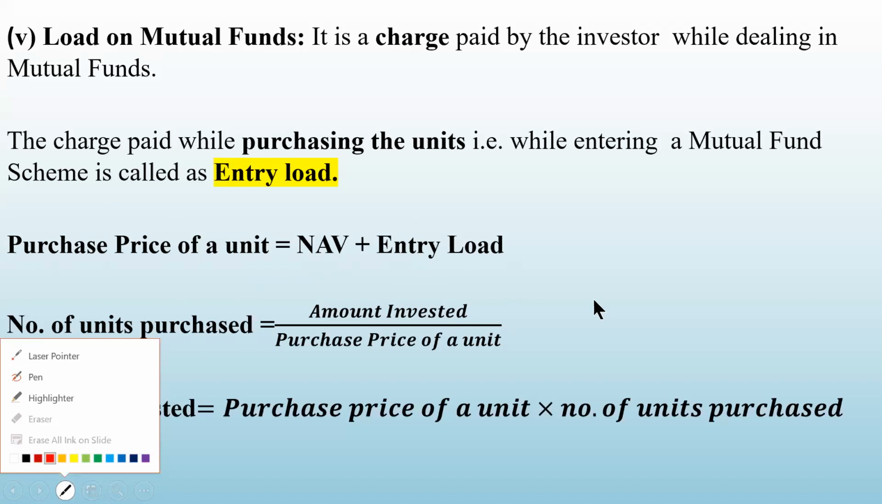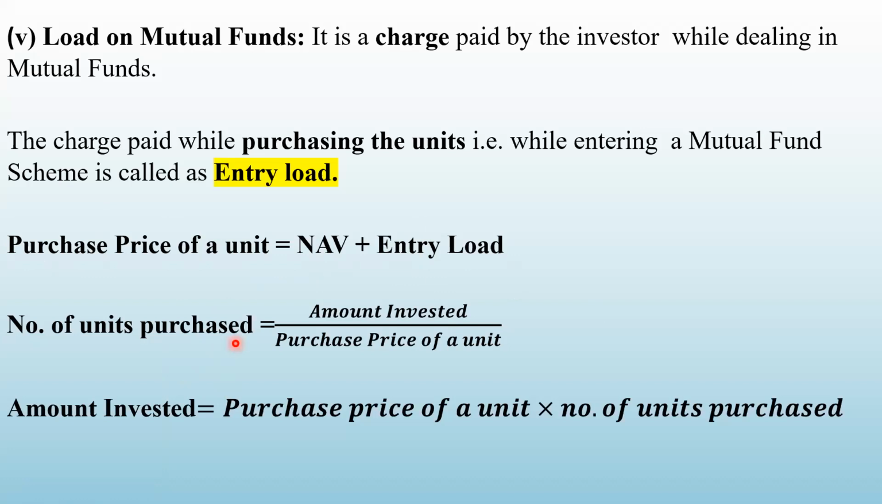And how will you find out the number of units purchased? When you are purchasing the units, that means you are investing an amount. So number of units purchased is amount invested divided by purchase price of a unit. From this only, you can also have a formula for amount invested. If you want to calculate how much amount is invested to purchase units of a mutual fund, you must know the purchase price of one unit, and if you multiply it by number of units purchased, you will get the amount invested.